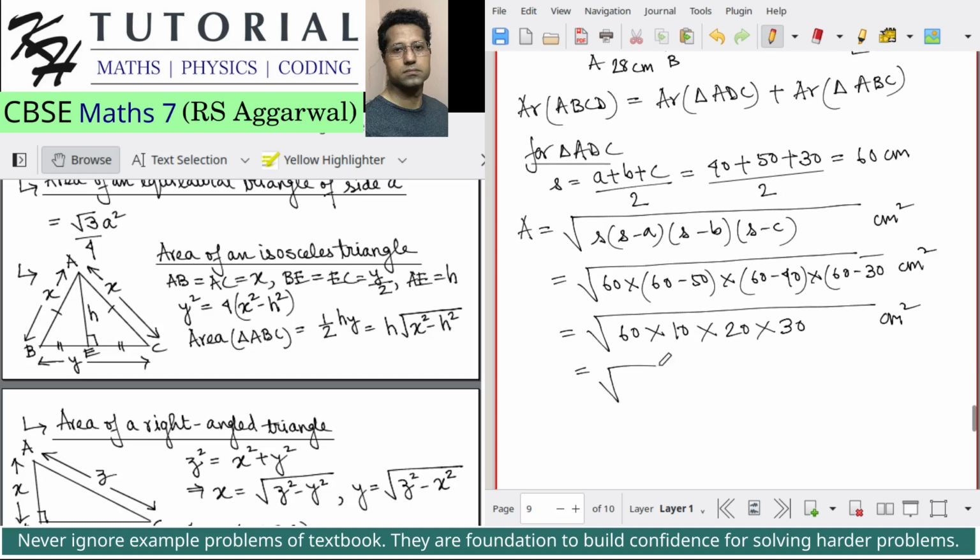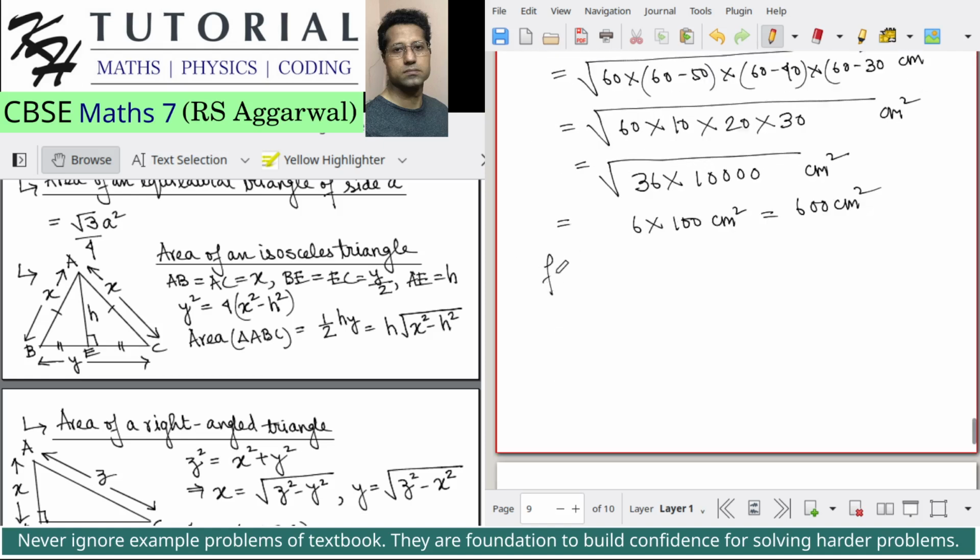This is equal to, we have 60, 10, 10. Okay, so we have 6 into 2 is 12, 12 into 3 is 36. So this is 36 multiplied by 10,000 centimeter square. So this is equal to 6 into 100 centimeter square, which is equal to 600 centimeter square. So the area of the triangle ADC is 600 centimeter square.